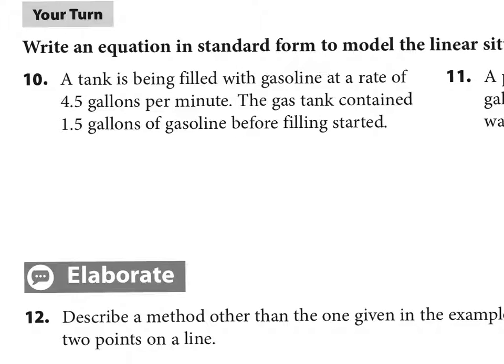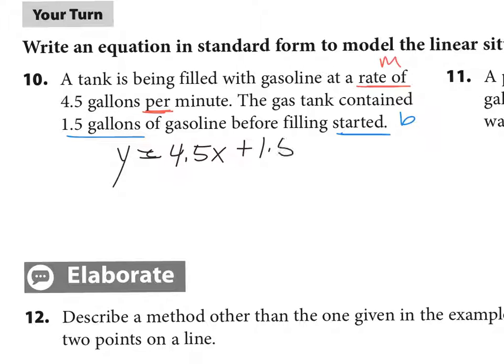A tank is being filled with gasoline at a rate of 4.5 gallons per minute. So that's my M. And the gas tank contained 1.5 gallons of gasoline before filling started. So it's our starting point, or that's our B. So in this case, we're going to use slope-intercept form. Y equals M X plus B.